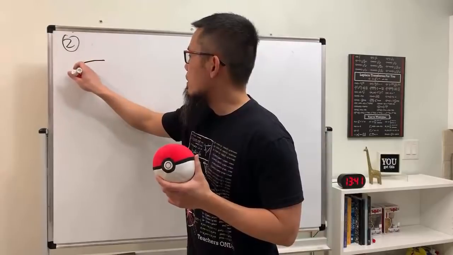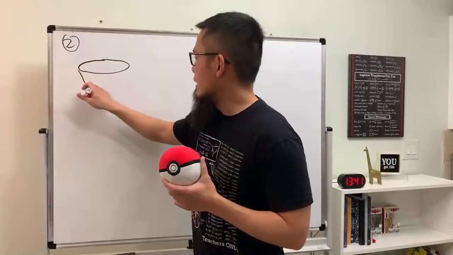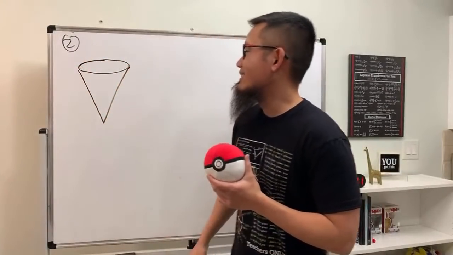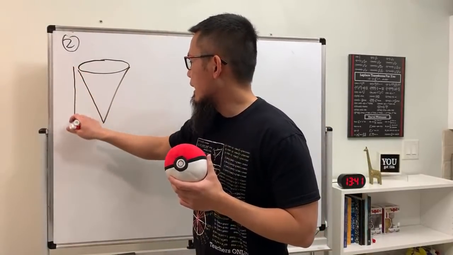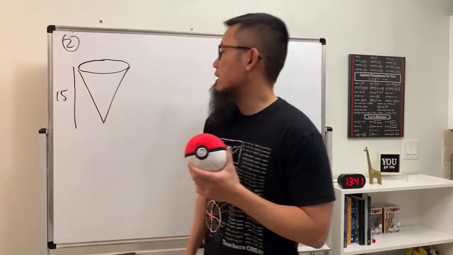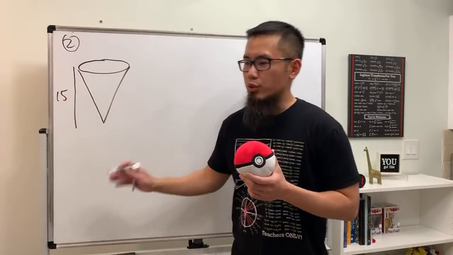So here is your tank. It's the typical cone, all right? And then we also know the measurements, so let's go ahead and put that down. Right here, the height is 15 feet. Again, just ignore the unit for now.